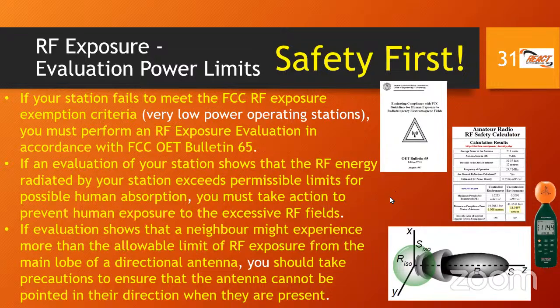Okay, so let's deal with this last bullet point here. If an evaluation shows that a neighbor might experience more than the allowable limit of RF exposure from the main lobe of a directional antenna. So what that means is that you're using something like a Yagi, a directional antenna. And because that antenna concentrates or directs a lot of the signal in a particular direction, you may have your antenna pointed towards your neighbor, or it could potentially point towards your neighbor. And when you do your calculation, you realize your neighbor might be in a vicinity that allows them to be exposed unnecessarily to high levels of radio frequency emissions.